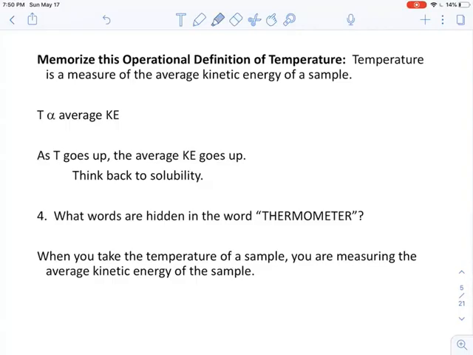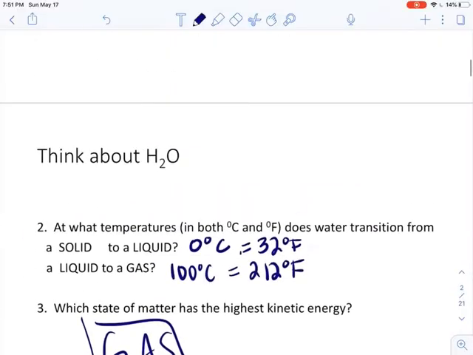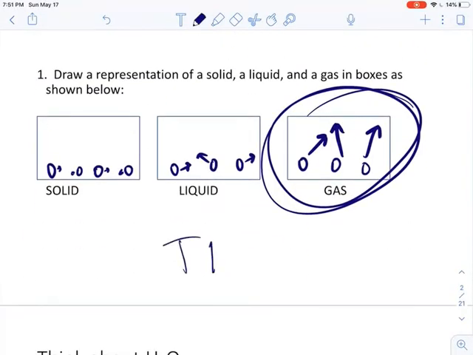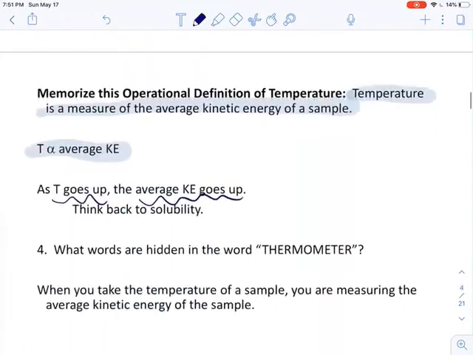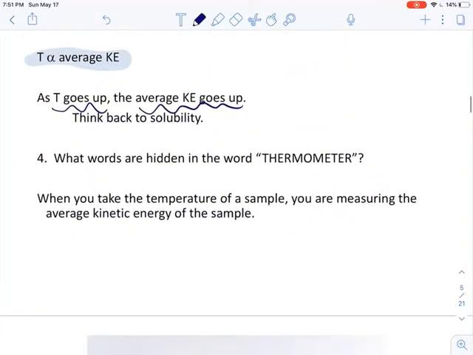We're next going to talk about what is temperature. Temperature is a measure of the average kinetic energy of a sample. So we're measuring how fast those molecules are moving. Temperature has a direct relationship with kinetic energy. So as temperature goes up, the average kinetic energy goes up. And we saw that because here our temperatures are increasing as we're going across, and therefore our molecules are moving faster, we have greater kinetic energy.